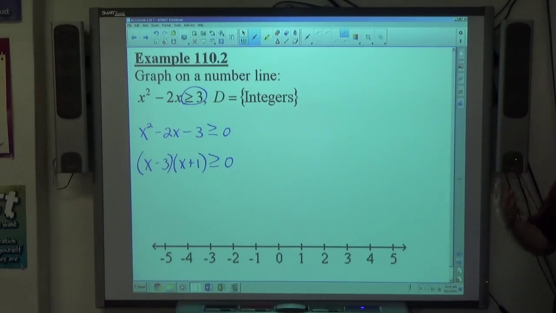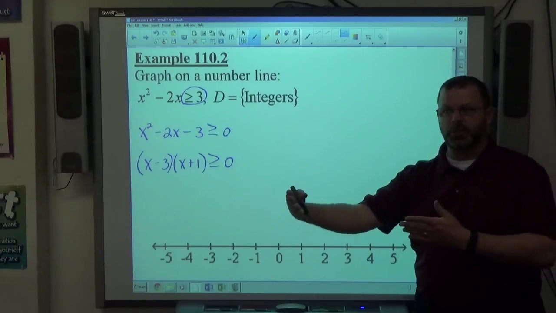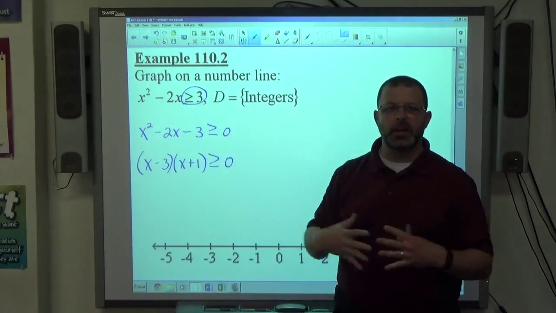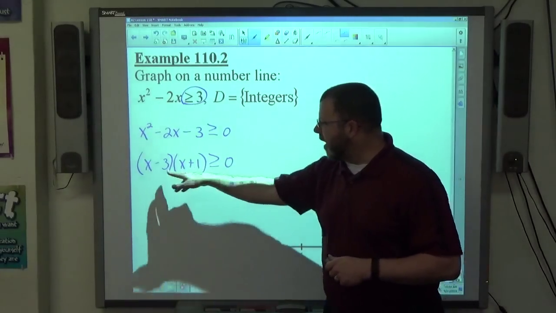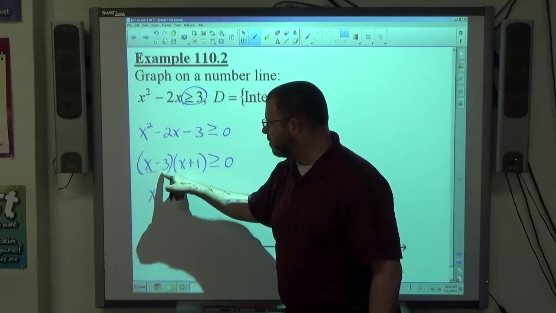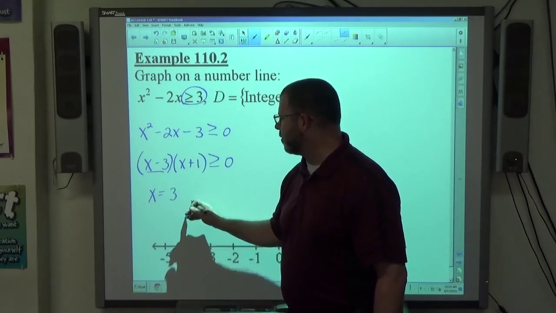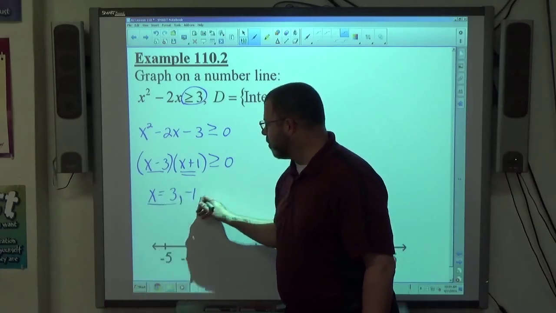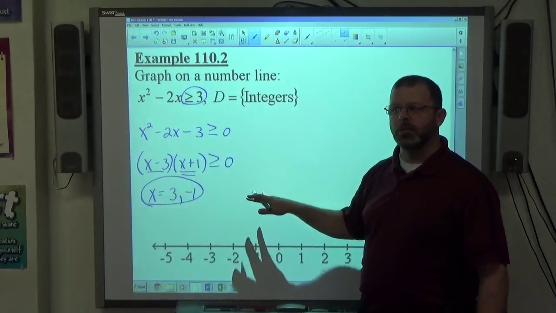All right. So that's priority 1. Get everything to one side with 0 on the other. Factor the quadratic trinomial using whatever factoring techniques are necessary. And that creates, for me, answers that make 0. So x minus 3 equals 0 if x equals positive 3. x plus 1 equals 0 if x equals negative 1. Those two numbers are important because they're going to help me create my intervals.